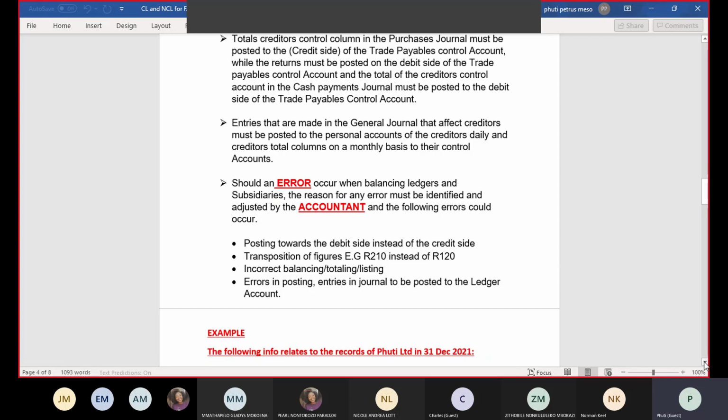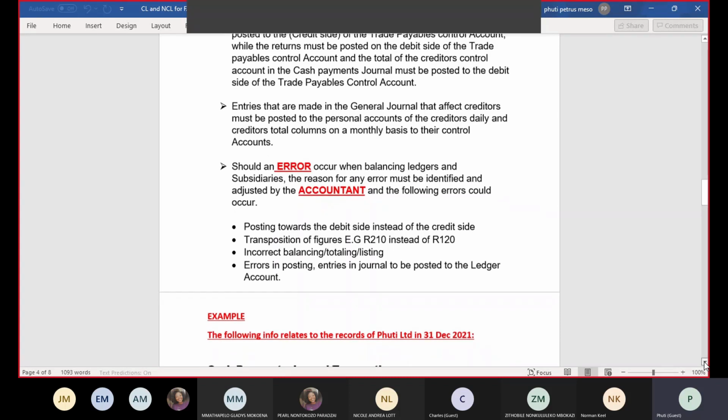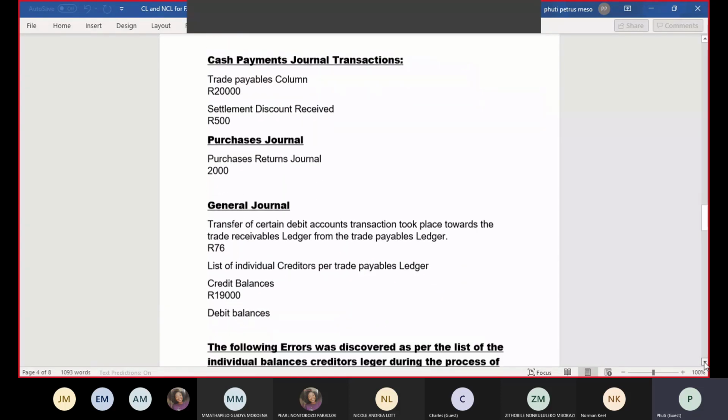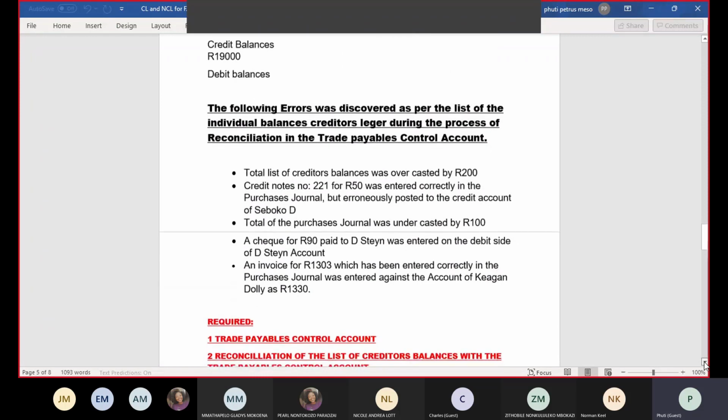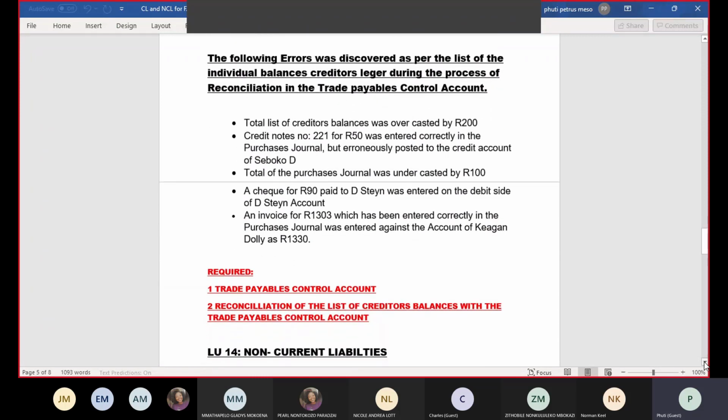Then errors posting entries in journals to be posted in the ledger account. Instead of using the journals, you go via the ledger account. I'm going to jump off this example due to time, and then I think we'll do it next week with the adjustments. So we found out that in accounting, this kind of error was discovered as part of the list of the individual balances of creditors ledgers during the process of the reconciliation in the trade payables control account.